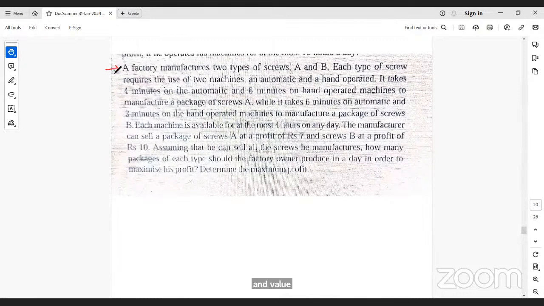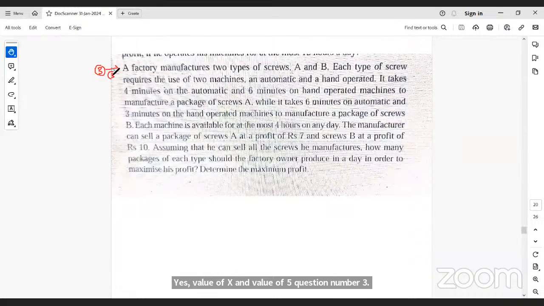Yes, value of x and value of y, question number 3. Okay, this is question number 3. I will read it. A factory manufactures two types of screws, A and B. Each type of screw requires use of two machines, an automatic machine and a hand operated machine.